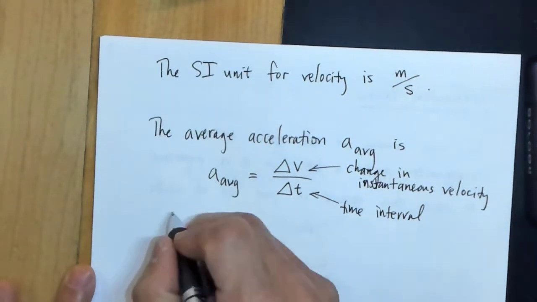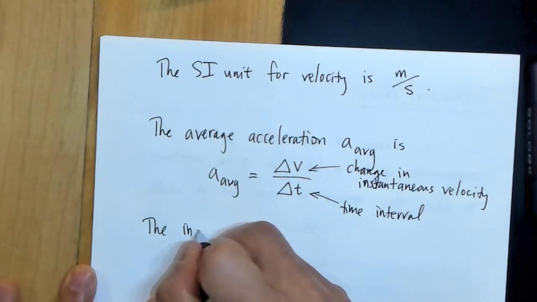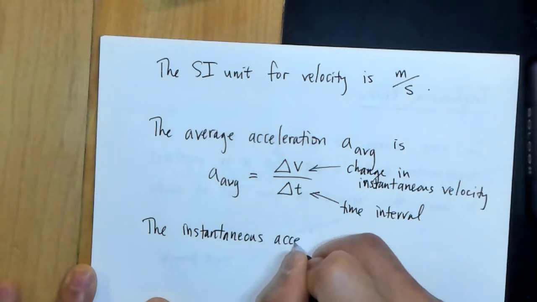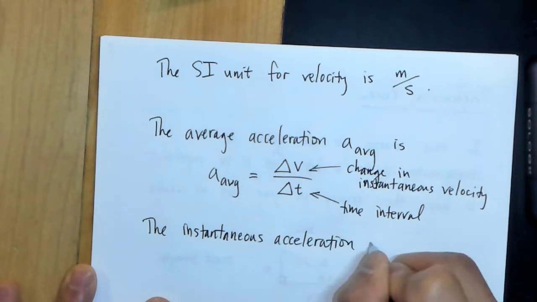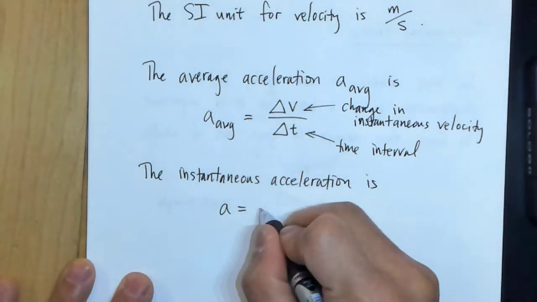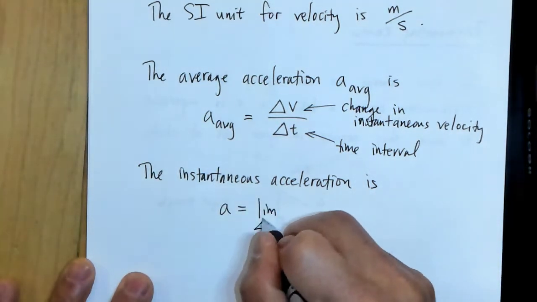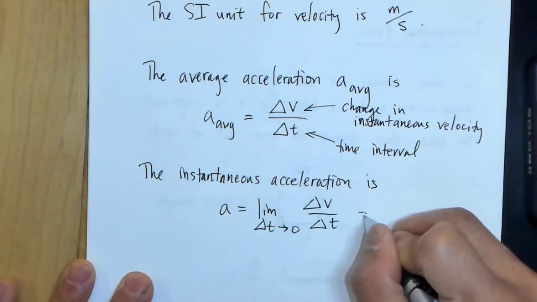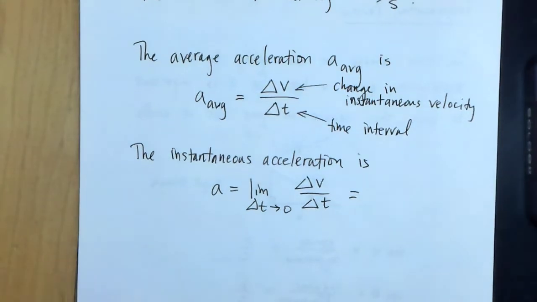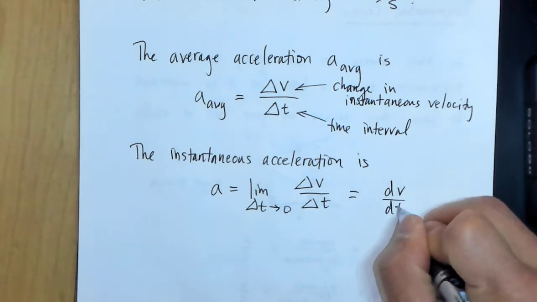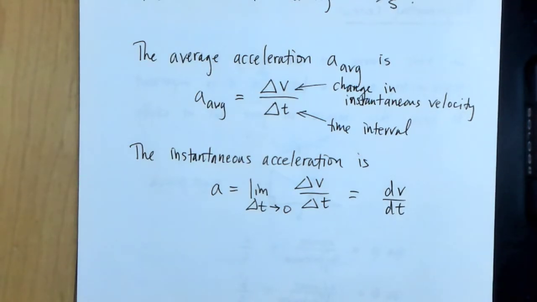While we're at this, we can also talk about the instantaneous acceleration. Instantaneous acceleration is defined as just plain old a, equal to the limit as delta t goes to 0 of delta v over delta t. And this is going to be the time derivative of the velocity, the instantaneous velocity. Okay. Any questions about this?